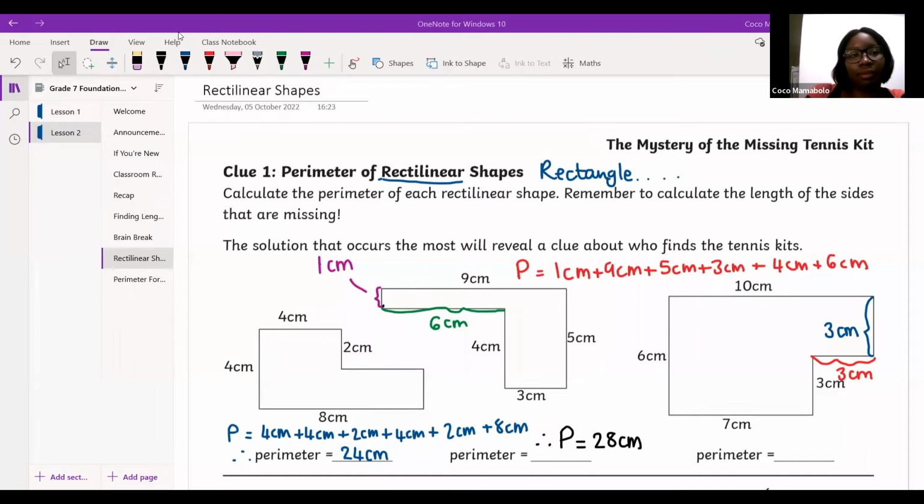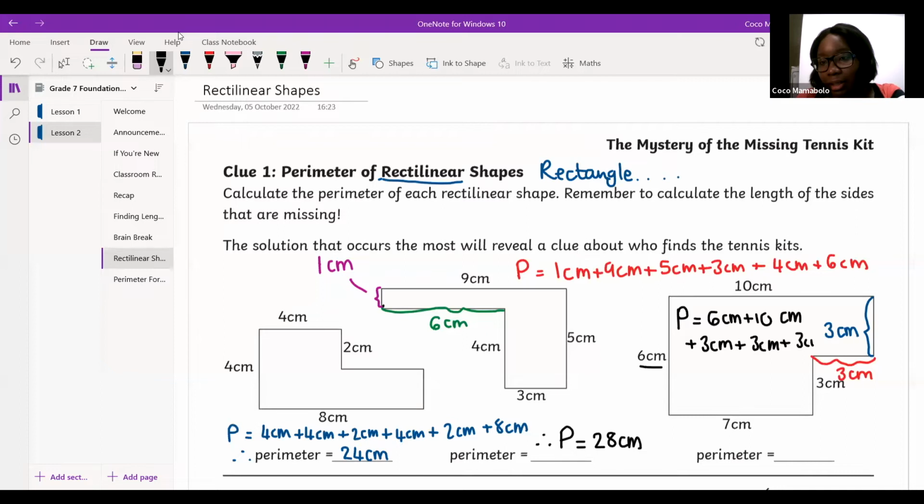Okay. All right, let's see. Let me see if I believe you guys. Okay, capital letter P is equal to, I'm going to start on this side over here, 6 centimeters plus 10 centimeters plus 3 centimeters plus 3 centimeters plus 3 centimeters plus 7 centimeters. Okay, let's add all that together. 6 plus 10 is 16, plus 3 is 19.